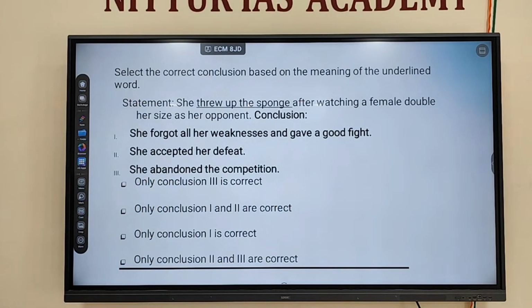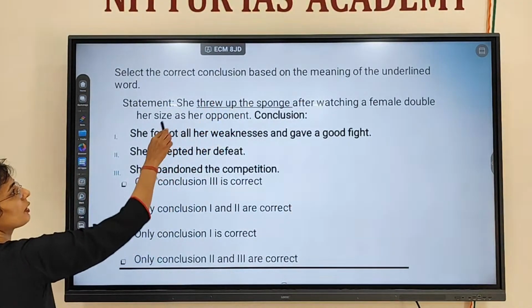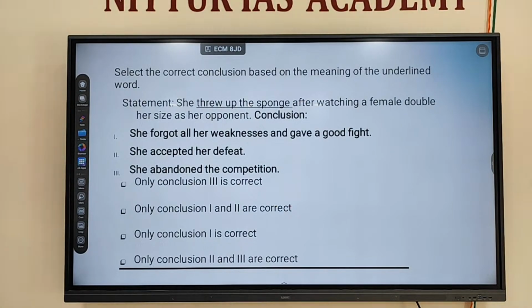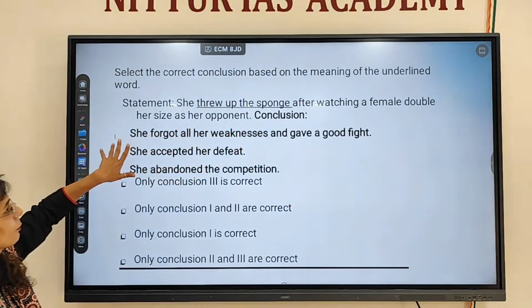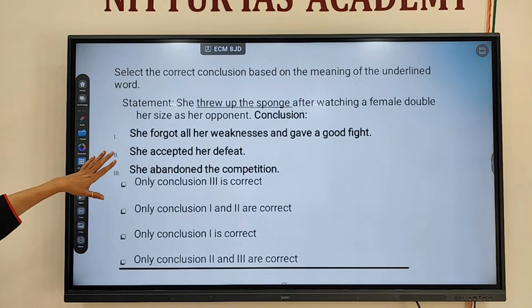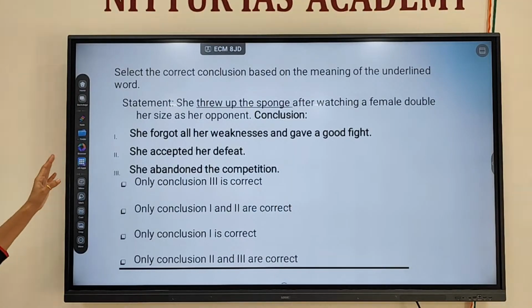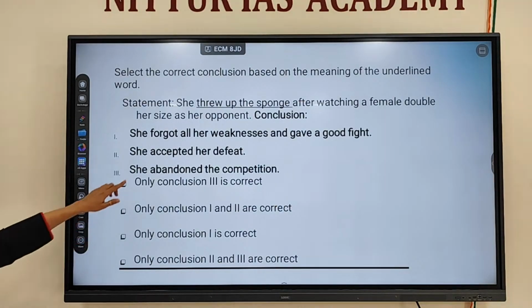It's the same as the idioms that we did in the previous class. This is a little bit similar to idioms, where we are going to find out the correct meaning or the conclusion. To say that she threw up the sponge after watching a female double her size as her opponent. So what did she do? She forgot all her weaknesses and gave a good fight, or she accepted her defeat, or she abandoned the competition. What do you think? Option 1 does not go.